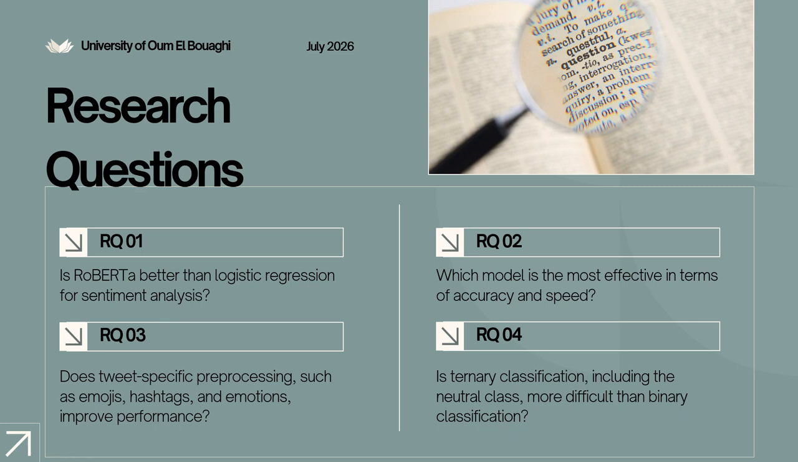Research question number three, does tweet-specific preprocessing, such as emojis, hashtags, and emotions, improve performance? And we shall see. And finally, is ternary classification, meaning the second system which has neutral also plus the positive and negative, more difficult than binary classification? We shall see.